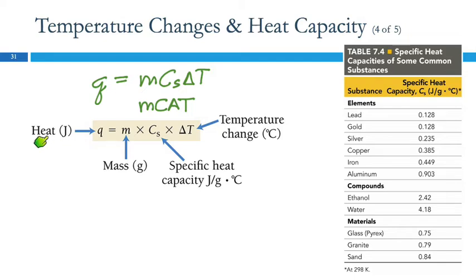So Q is the heat in joules, m is the mass in grams, C sub s is the specific heat capacity with units of joules per gram degree Celsius. The temperature change is measured in degrees Celsius. So if we look at the units here, we get joules is equal to grams times joules per gram degrees Celsius times degrees Celsius. And these units cancel out, and we get joules is equal to joules. So the units on the specific heat capacity are just so that all the units work out.